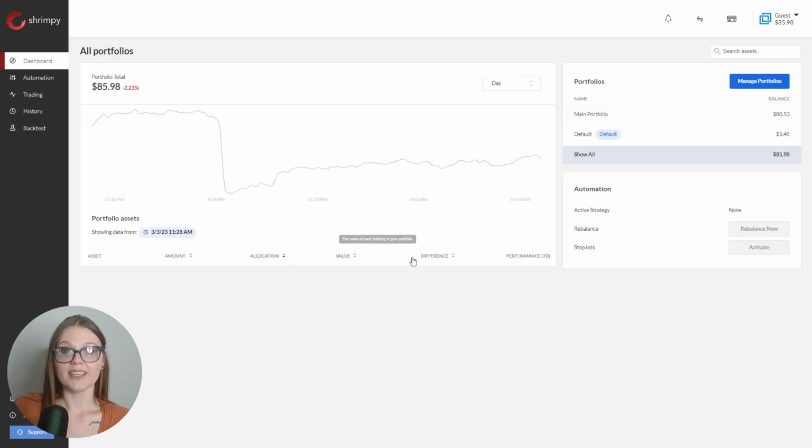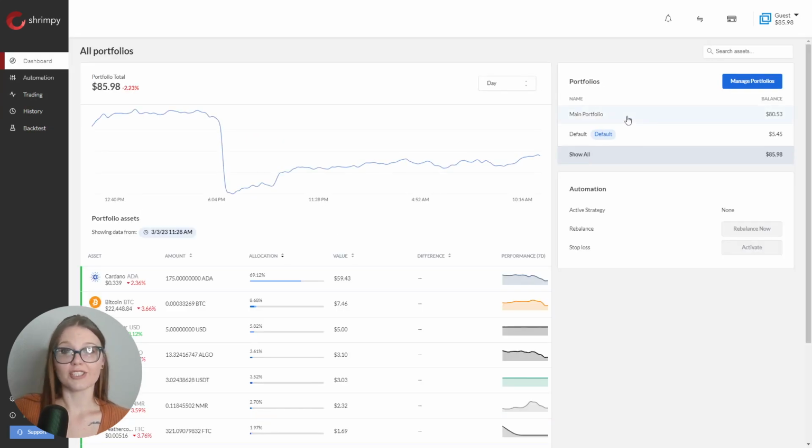Go to the dashboard and the portfolio is no longer showing automated. As long as the automation is off, no rebalancing will happen for the portfolio. When we are ready, we can start the automation with our desired trading strategy on the portfolio again.